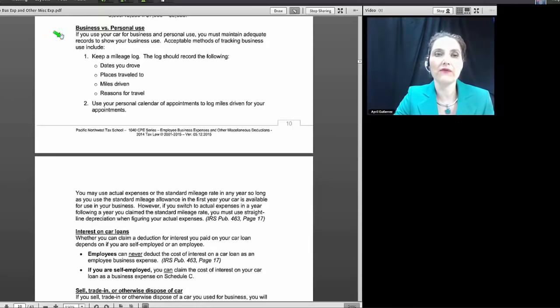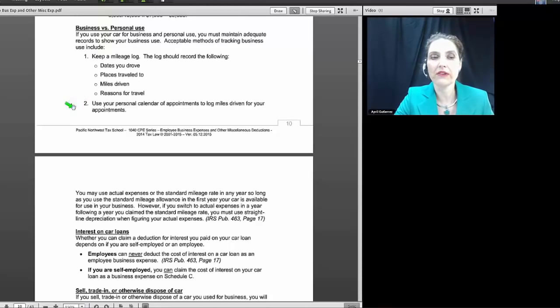If you use your car for business and for personal, you must maintain adequate records to show your business use. Acceptable methods of tracking business use include keeping a mileage log. The log should record the following: the dates you drove, the places you traveled to, the miles that you drove, and the reason for your travel.